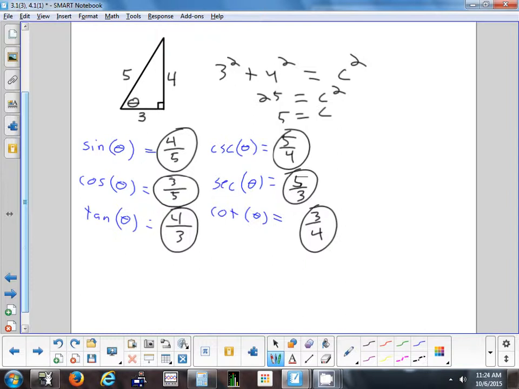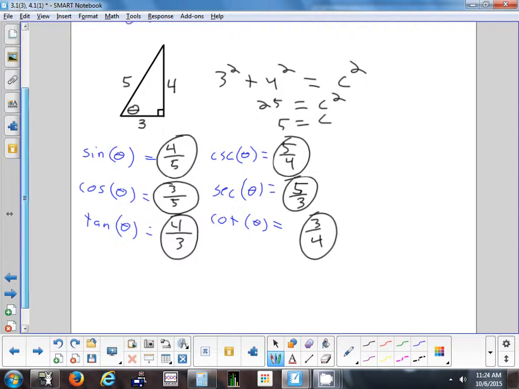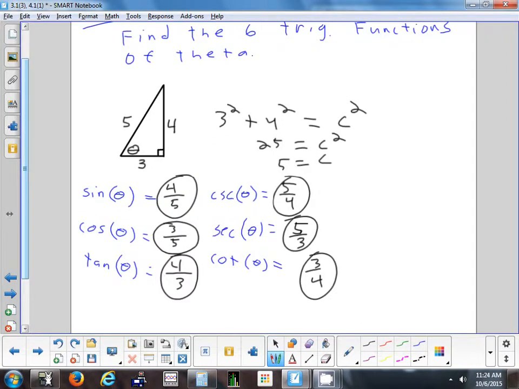Questions on those? All right. Just like we did on the last test, this would be 6 separate problems. I'm not going to ask you to do all 6 in the same problem.